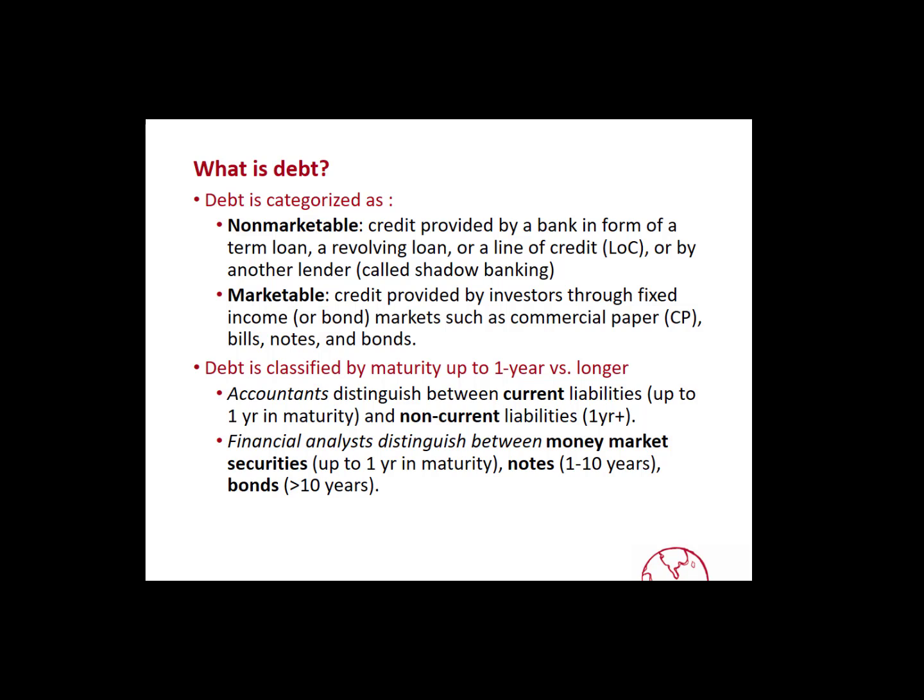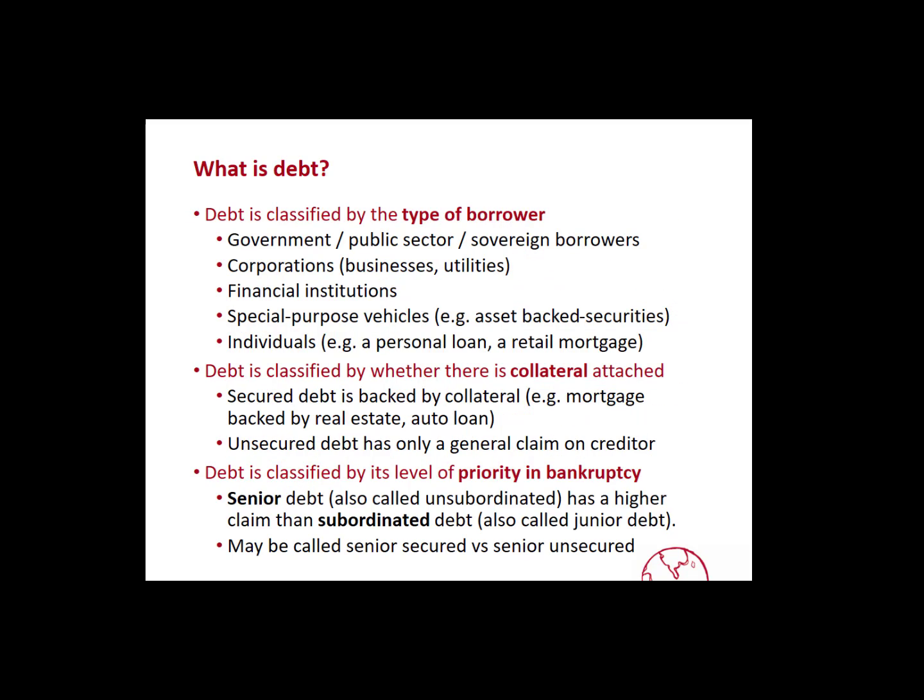So the second classification is how long until the debt has to be repaid, which is called maturity. And there is a big distinction between payments that have to be made, debt that has to be repaid less than 1 year versus longer than 1 year. And accountants tend to distinguish between what they call current liabilities, which is less than a year, and non-current. But financial analysts and creditors will distinguish securities called money market securities, which are less than 1 year maturity. When it comes to bonds, they will call it a note if it has a maturity of 1 to 10 years, and they reserve the term bonds for anything longer than 10 years.